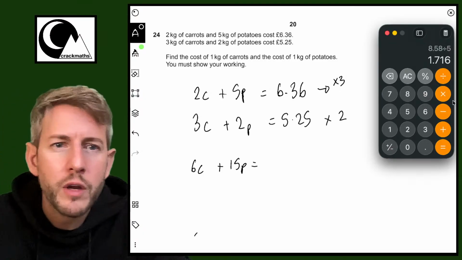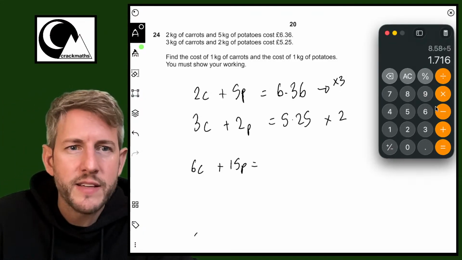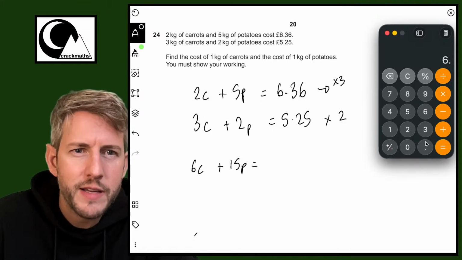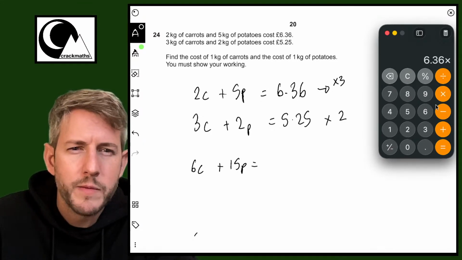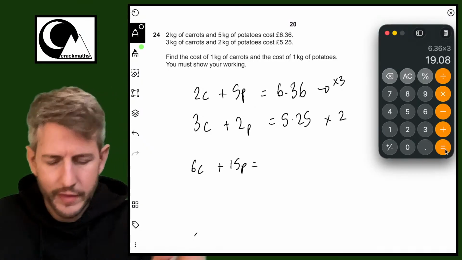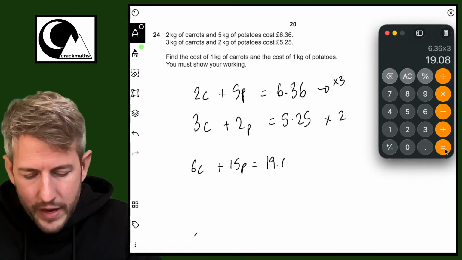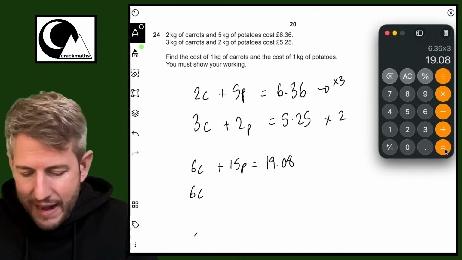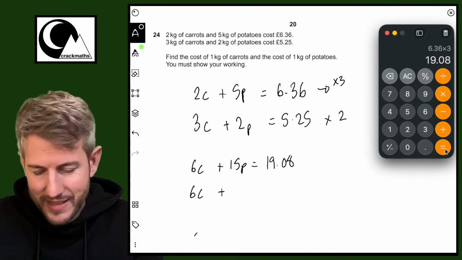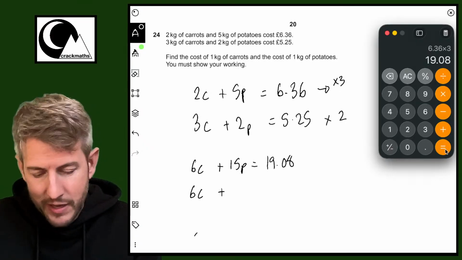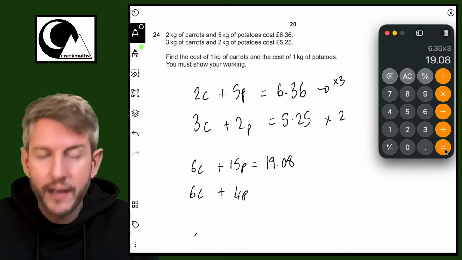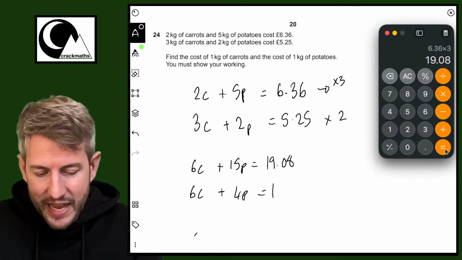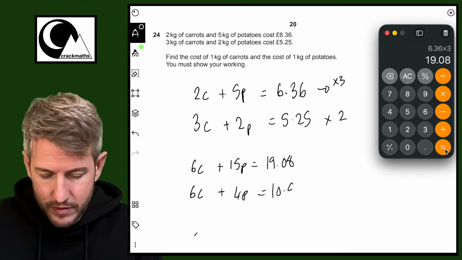Okay, and then we've got £3.36 times 3. Okay, so £6.36 times 3. So that was right, 1908. And I know where I've gone wrong. This is 6 carrots. I put a 10 here instead of a 2. I should have put 4p here, because 2p times 2 is 4. And then that is £10.50 again.